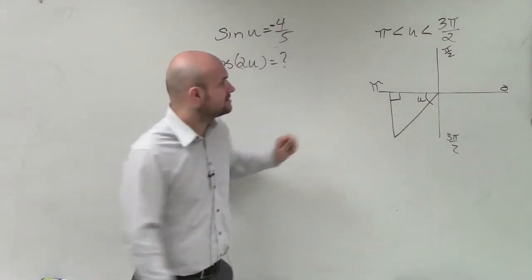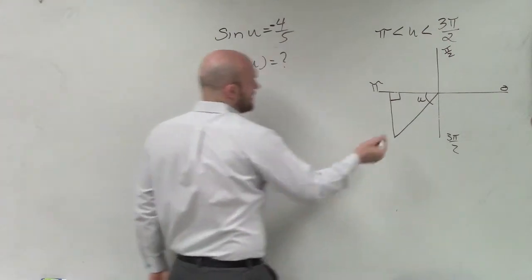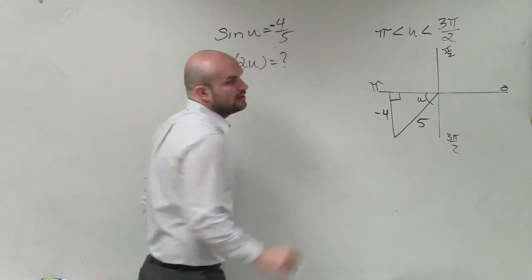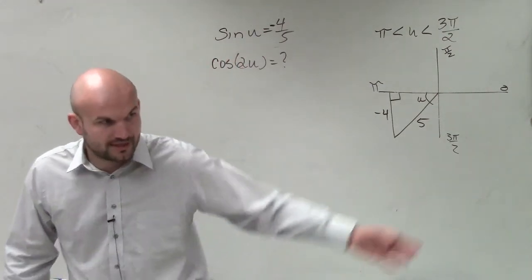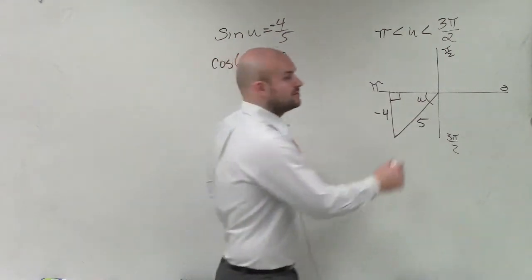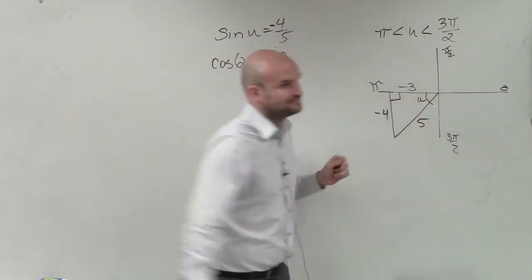So there's our constraint. So now we write our triangle, which is -4, 5. So we know that's -4, and that's 5. Now, by using my Pythagorean triple, I know that that side is going to be 3. And since it's in the third quadrant, I know it's also going to be negative.